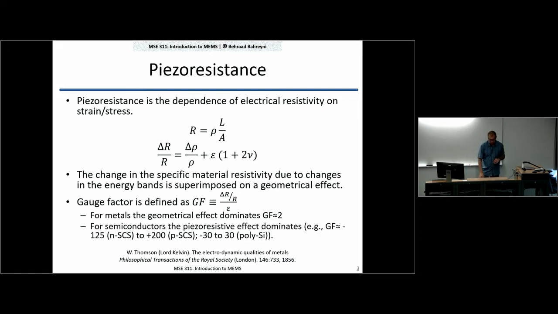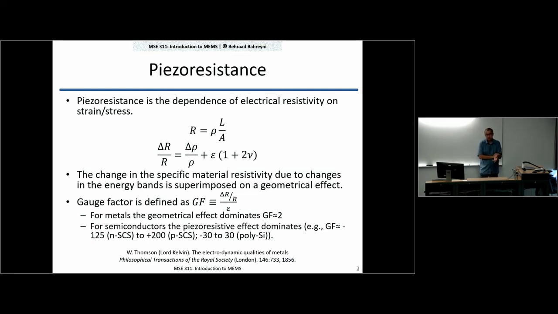For semiconductors, on the other hand, the situation is reversed. We still get the geometrical effect, but the change in the resistivity of the material is so large that the second term, the 1 plus 2 nu part, is negligible. You can get gauge factors as high as 100 or more from these semiconductor devices. For silicon, you can get gauge factors of more than 100 easily if it is single crystalline silicon.